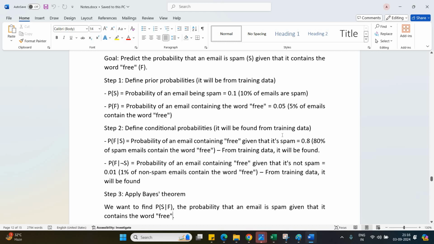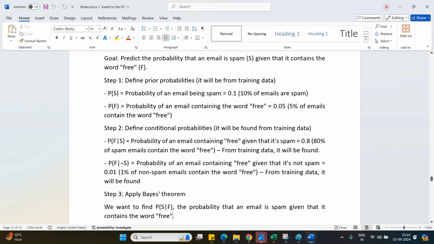So from your training data, it could be having something else as well. I mean, it is based on the training data that you're providing, right? After that, we have another one. We don't have a spam mail, but it contains the free word. Or you can say it's like P(F | not S). You can write it as the probability of an email containing the word free given that it is not spam.